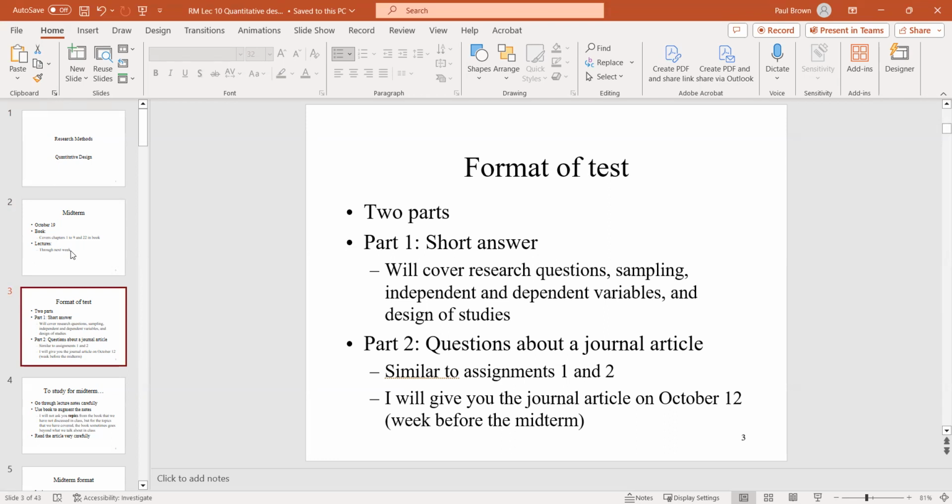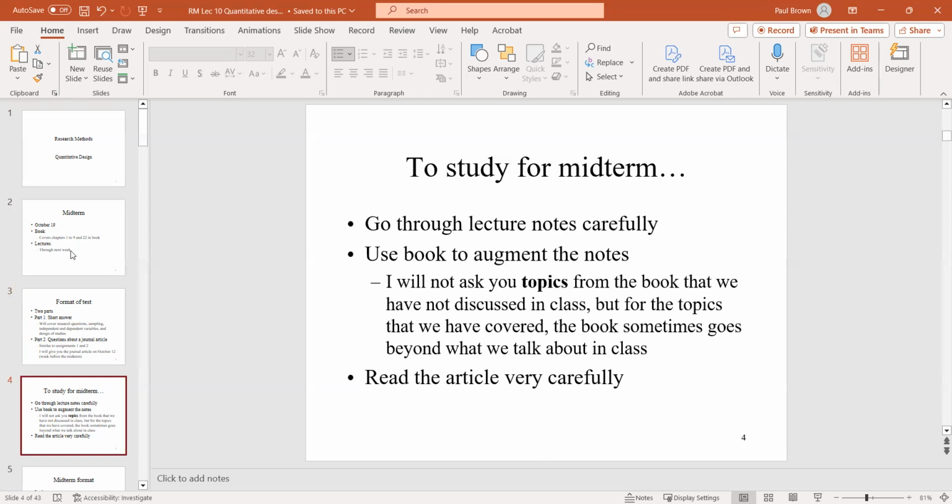The second part of the exam will be, I'll give you a journal article and then ask you questions about the journal article. So this will be similar to what you've done in assignments so far. I'll ask you to pick out independent variables, dependent variables, things like that, and I'll ask you questions about it. I'll give you the article next week, so it gives you almost 2 weeks or 10 days to go through and read it.